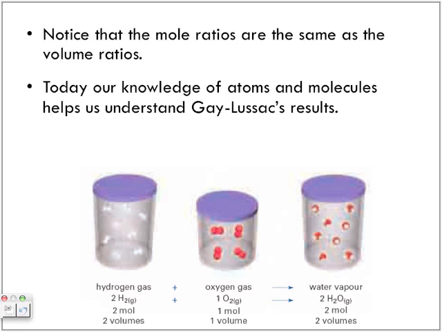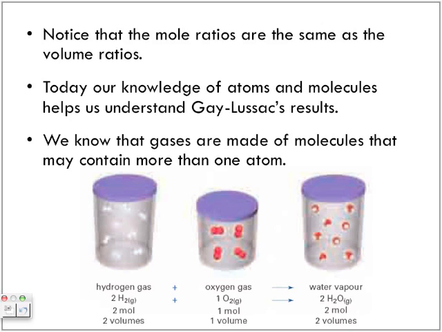Today our knowledge of atoms and molecules helps us understand Gay-Lussac's results. We know that gases are made of molecules that may contain more than one atom. So we have here 2 atoms of hydrogen and 2 atoms of oxygen each to form the diatomic molecules, but when they combine together, they form a completely different molecule. But again, the mole ratios that we use correspond to their volume ratios.